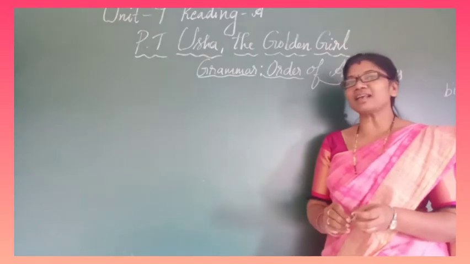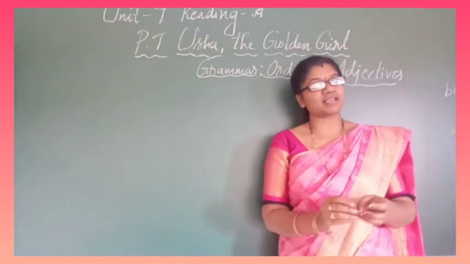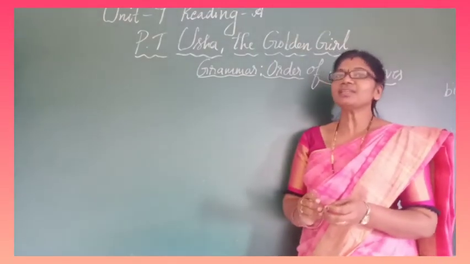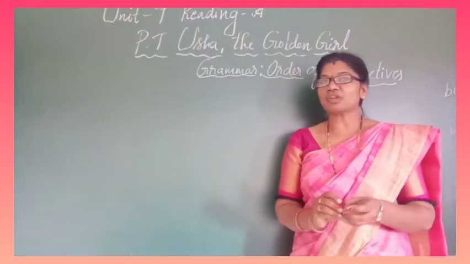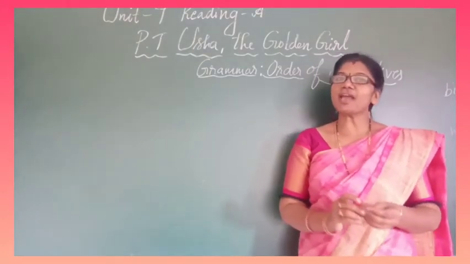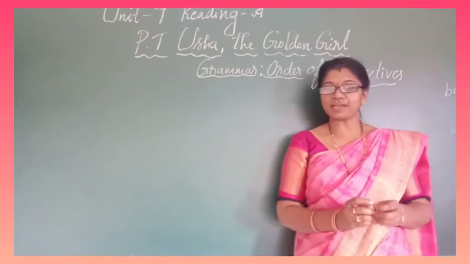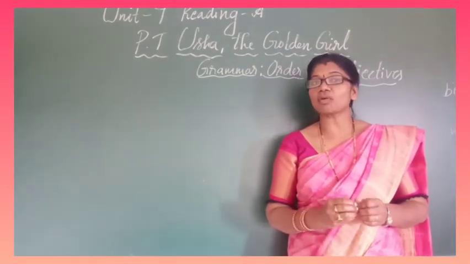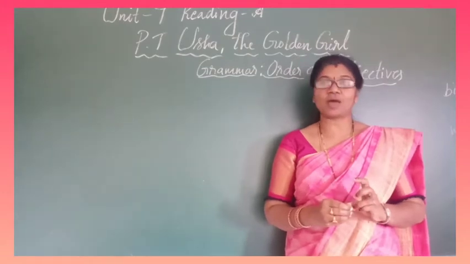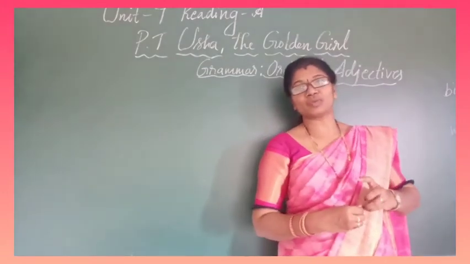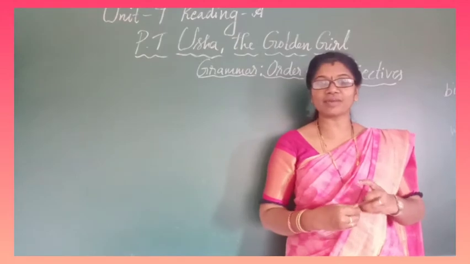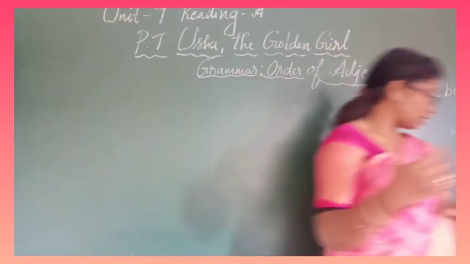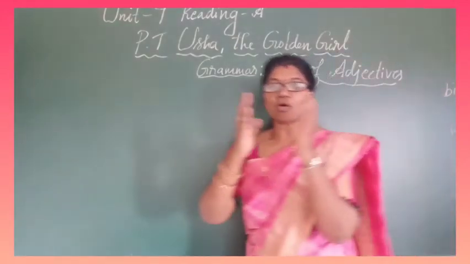In our previous class, we discussed textbook exercises from Unit 7, Reading A, P.T. Usha, the Golden Girl. Today we are going to discuss the grammar topic from Unit 7, Reading A, and the grammar topic is order of adjectives. Now, what is this order of adjectives? Why should we follow order of adjectives?